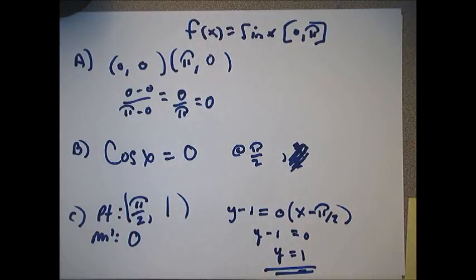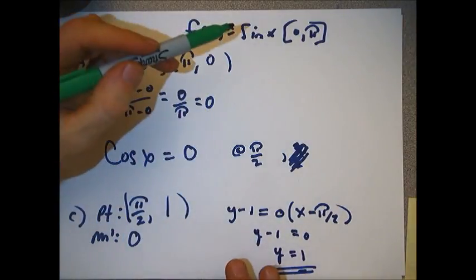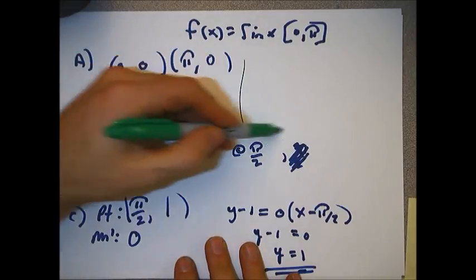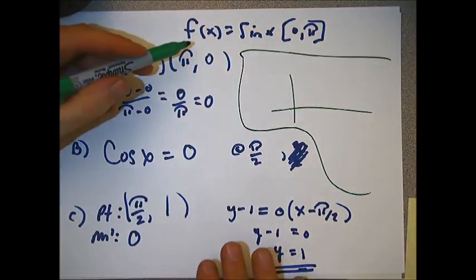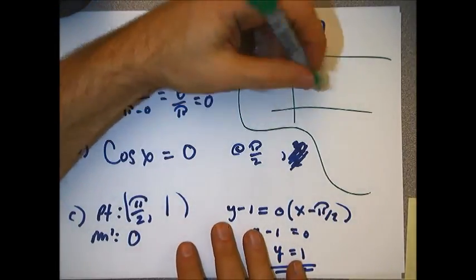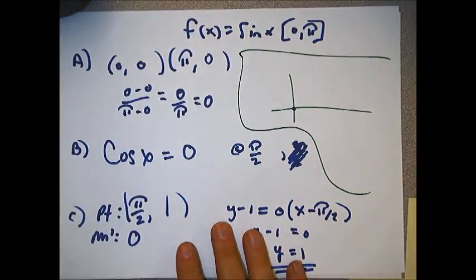Now, again, we can kind of cheat in this problem because we know what sine x looks like, or we should. So if we take a second here and graph this, they told us we had sine x, but only from 0 to pi. So here's how sine starts.